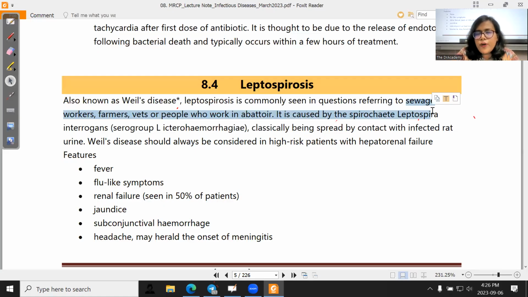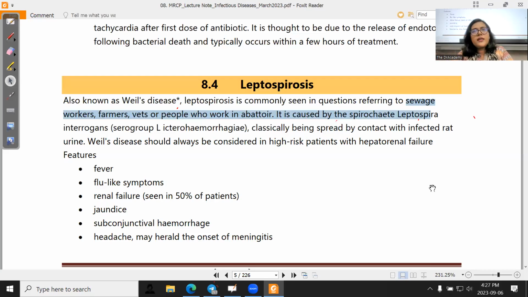If you find it's very difficult to remember this scientific name, it's fine. Usually these questions will not come in the part 1 examination, but you have to remember the particular disease and the way it manifests, because the stem can be in a very similar manner and the culprit organism will be given as the option. Okay. So classically being spread by contact with infected rat urine. Weil's disease should always be considered in high-risk patients with hepatorenal failure.